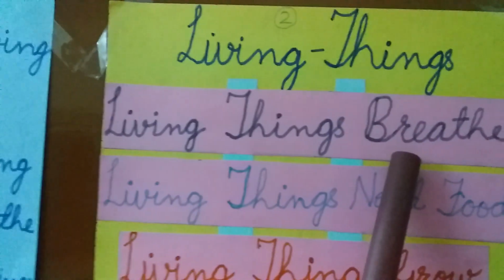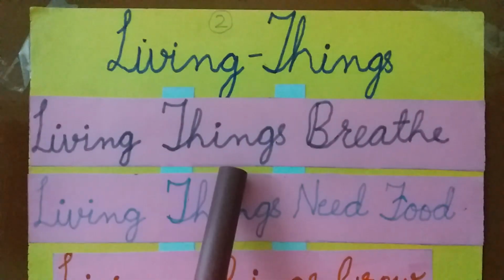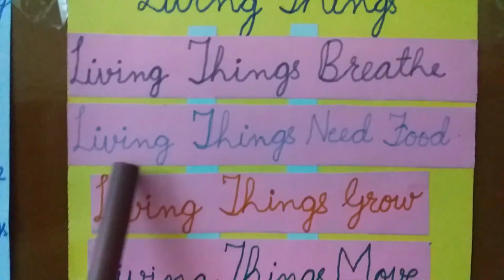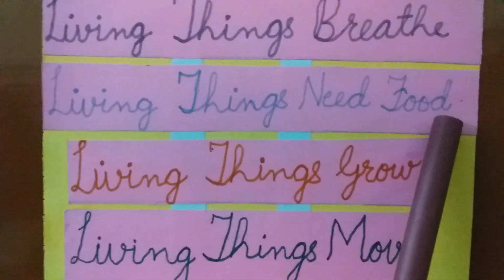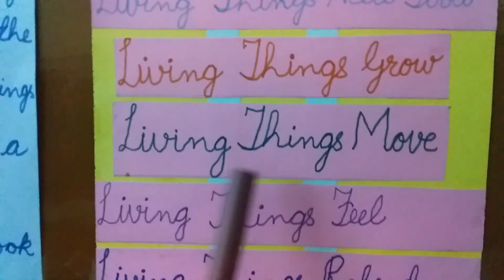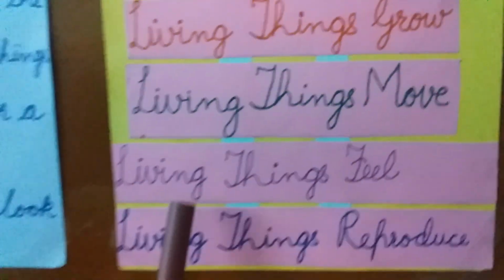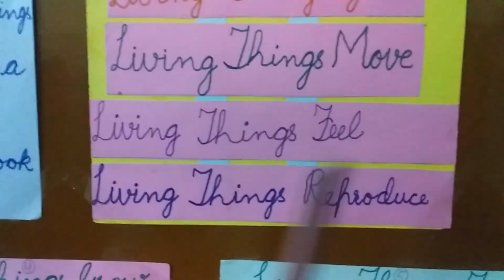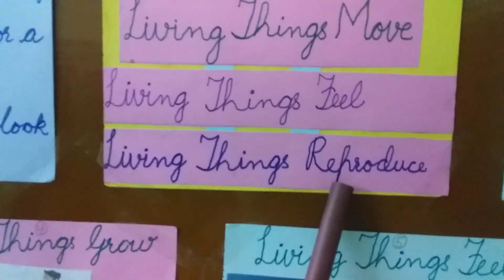Now, living things have certain characteristics or certain qualities which make them living things. First and foremost, living things breathe. All living things breathe. Living things need food. Living things grow. Living things move. Living things feed. Living things reproduce.